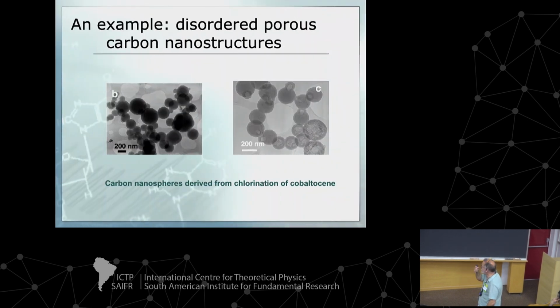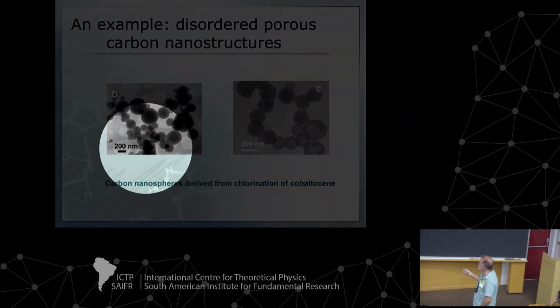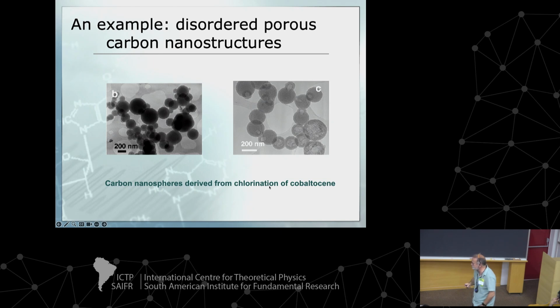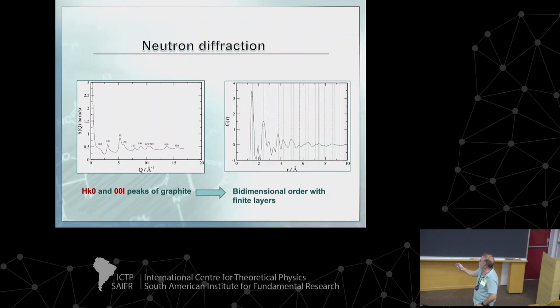We did that some years ago to study this system that is a carbon nanosphere that we got from chlorination of cobaltocene, which is sort of a sandwich. And that was treated with chlorine and then put in an oven, and then you end up with these spheres. But these spheres have a structure inside. And we wanted to know the structure of the spheres inside. So we performed a series of experiments, right?